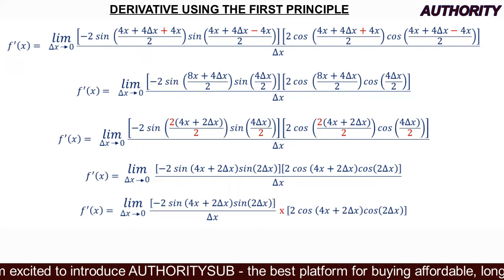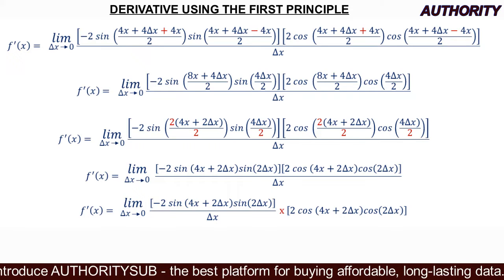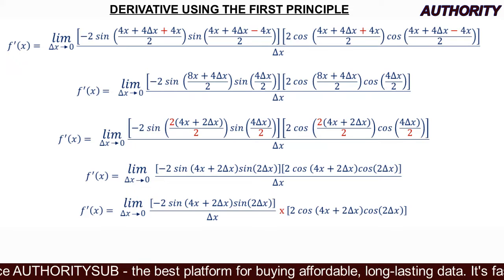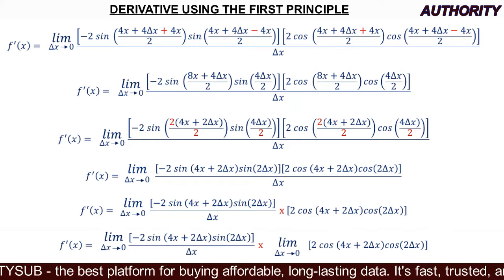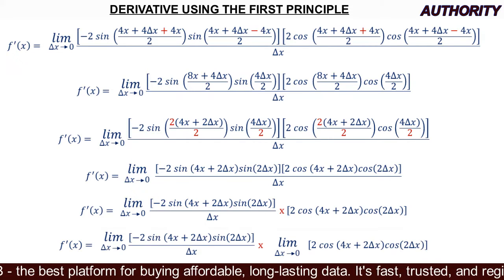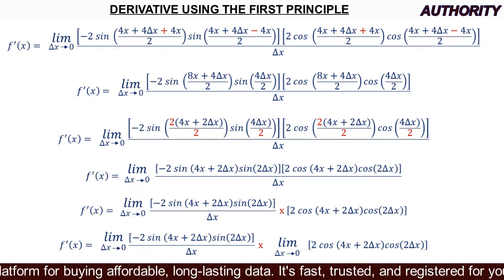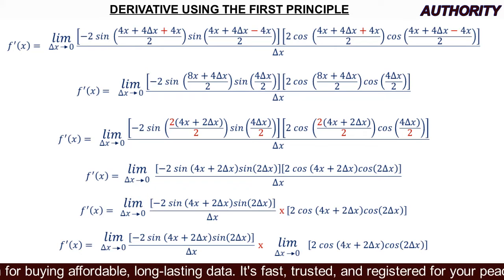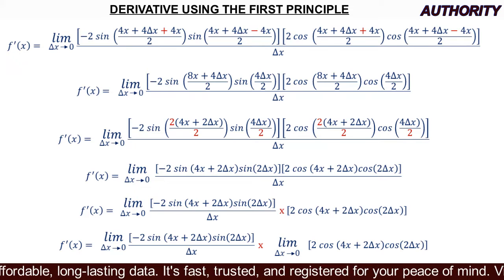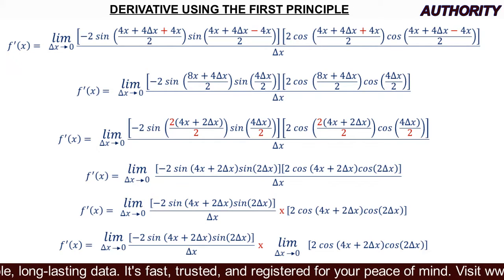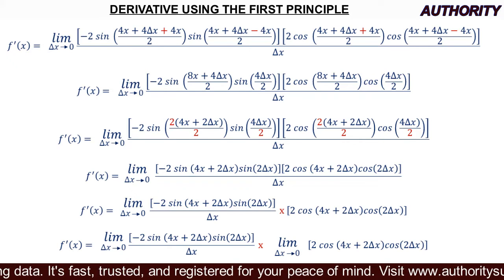So as we split it into two like this, now we take the limit of these two terms, because by definition the limit like this is still the same, right? So we're going to take the limit. So when we take the limit, we're going to have f prime of x is equal to limit as change in x approaches 0 of minus 2 sin(4x + 2 change in x) multiplied by sin(2 change in x) all over change in x, multiplied by limit as change in x approaches 0 of 2 cos(4x + 2 change in x) multiplied by cos(2 change in x).